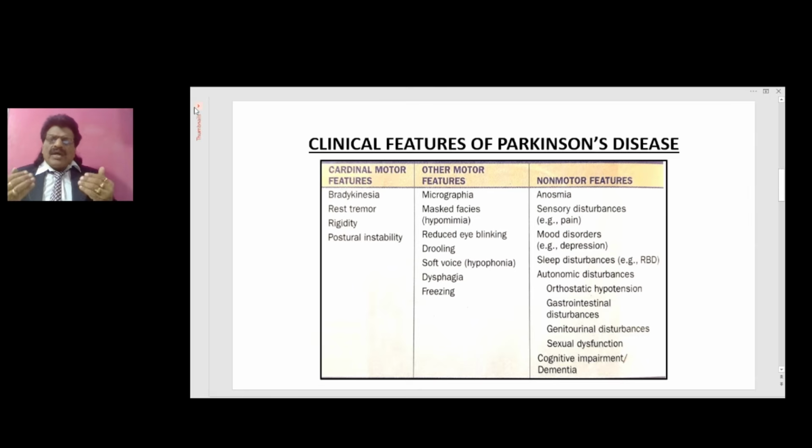Generally, we have two stages of sleep: NREM, non-rapid eye movement; second, rapid eye movement. Dreams occur during the rapid eye movement phase. So nature has given a wonderful protection in the form of hypotonia during REM sleep, so that we don't enact our dreams. But Parkinson's patients may have rapid eye movement sleep behavior disorder. They can have other autonomic disturbances like orthostatic hypotension, gastrointestinal disturbances, genitourinary disturbances, sexual dysfunction, cognitive impairment, and dementia.